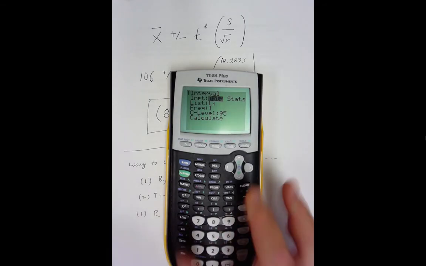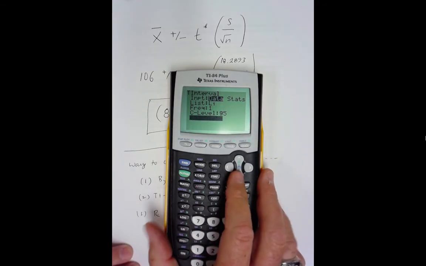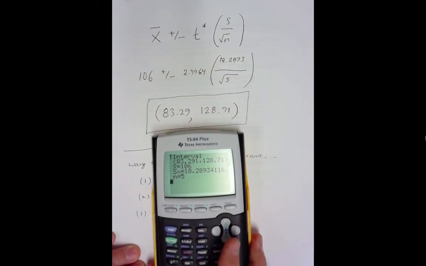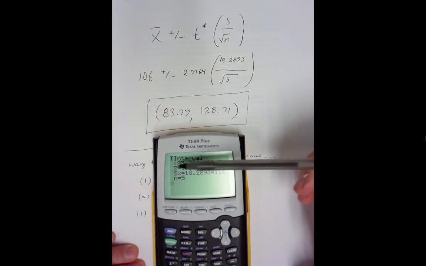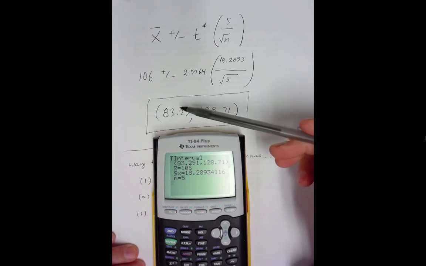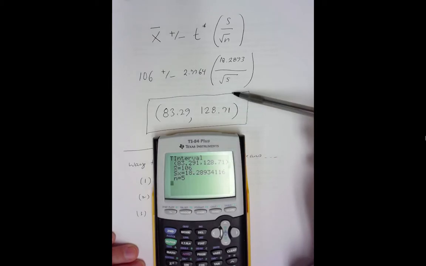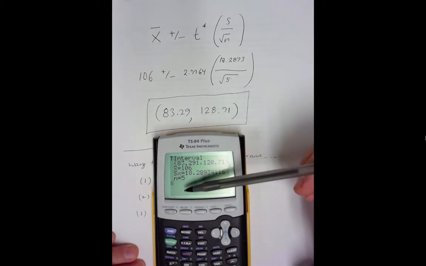So I want 0.95 and Calculate, and you will see that we get the same thing, 83.291. I rounded to 2 places; it went 3, that's fine. And 128.71, which is the same thing here. Wham, bam, thank you, man. You got your T interval in about 3 seconds. Up here it takes longer. But I just want you to know there's a formula behind the scenes driving this calculation.